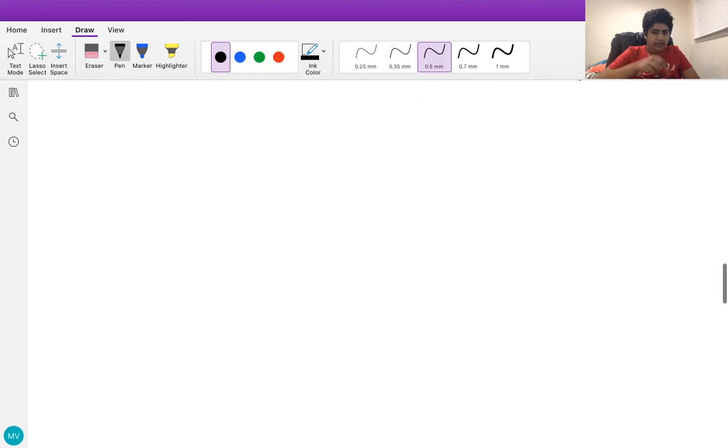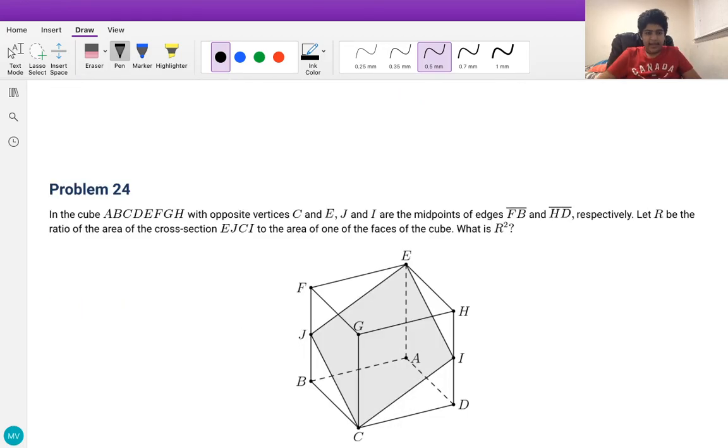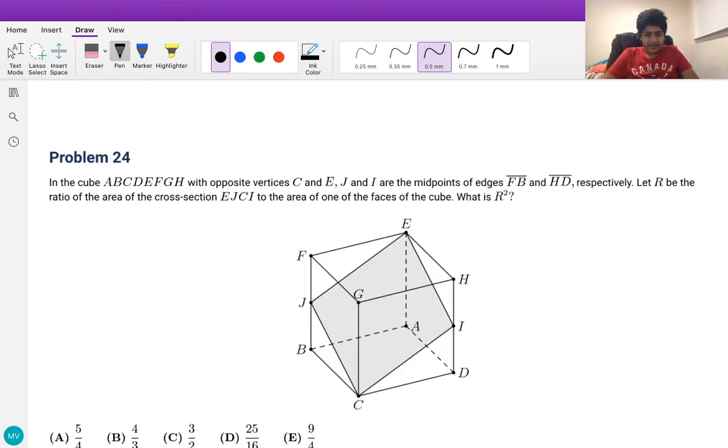Problem number 24. In the cube ABCDEFGH, with opposite vertices C and E, J and I are the midpoints of edges FB and HD respectively. Let R be the ratio of the area of cross-section EJCI to the area of one of the faces of the cube. What is R squared?